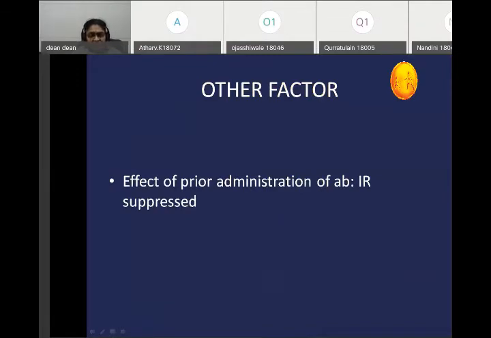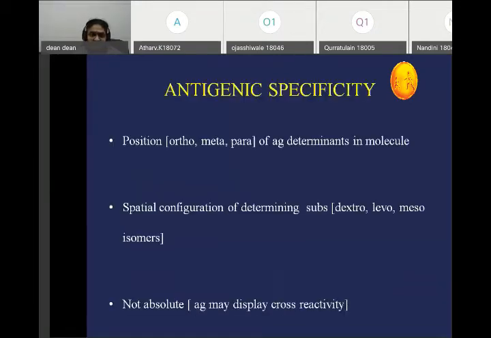Other factors which can affect: if antibodies are given prior to administration of antigen, then immune response is suppressed. These are the factors that will determine antigenicity of a substance.